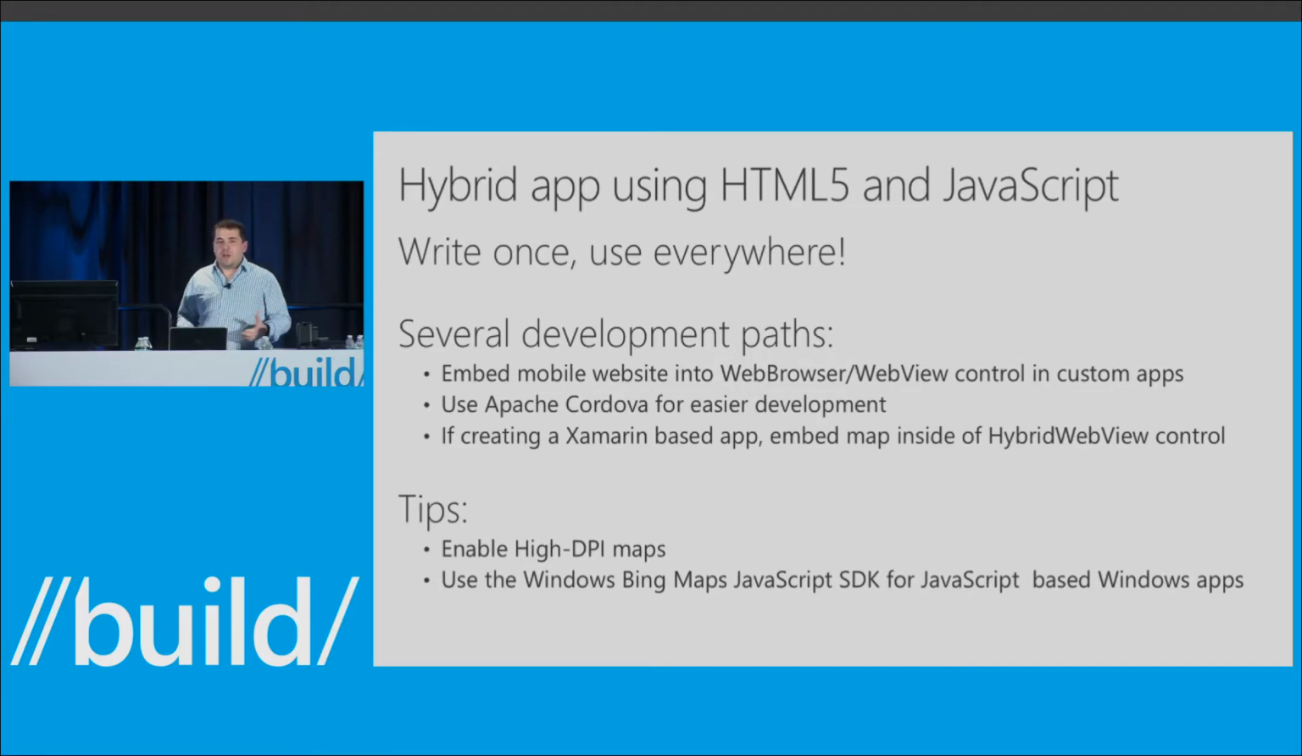But if you're starting from scratch, you might want to use something like Apache Cordova, which we've seen a lot today, especially with all the new functionality inside of Visual Studio 2015 and it being built in there, and it makes it a lot easier. But another approach, if you're creating a Xamarin-based app, you can easily use what's called the hybrid web view control, which is available on Git, and do the exact same thing that we've seen here, but with the other two approaches, to take your HTML5 map and load it very easily into your Xamarin app.